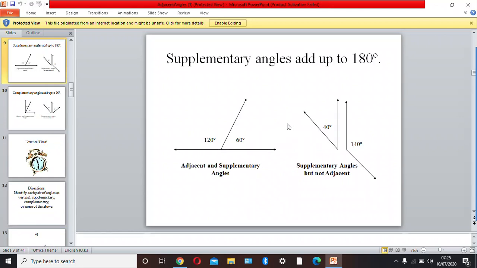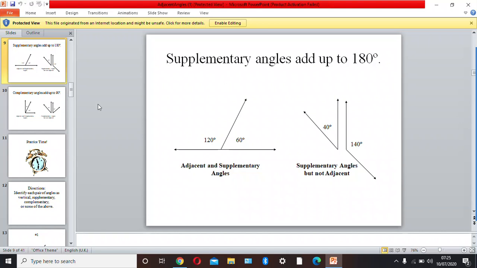Let's look at supplementary angles. We have looked at adjacent angles and vertical angles. Now we want to look at another category of angles: supplementary angles and complementary angles. In mathematics, supplementary angles always add up to 180 degrees. Once they don't add up to 180 degrees, they are not supplementary angles. Two angles are supplementary when the sum of those two angles gives you 180 degrees.